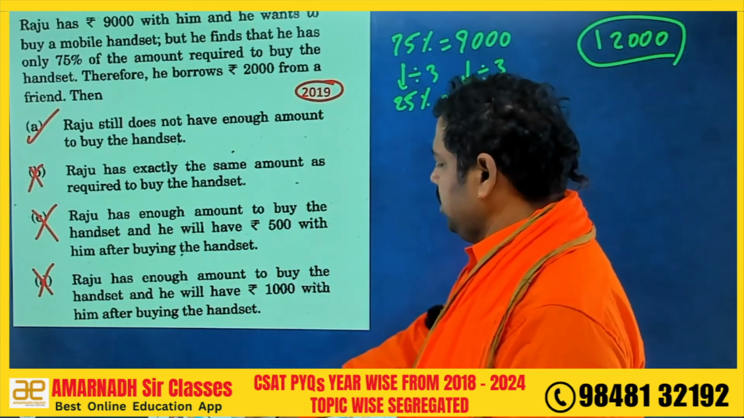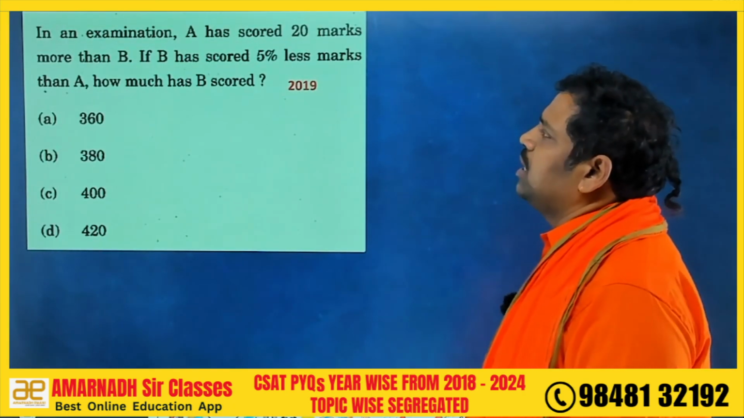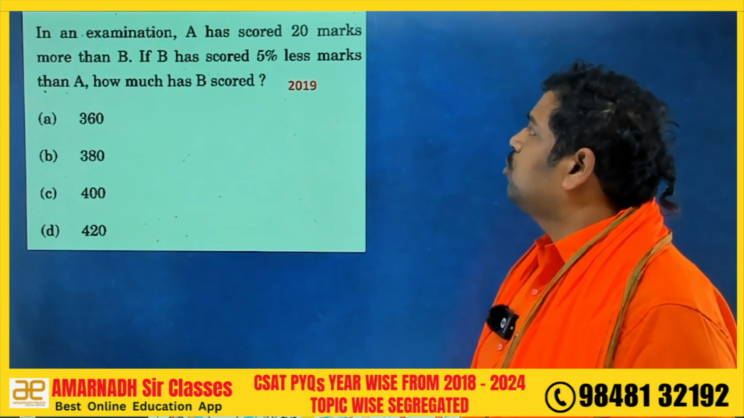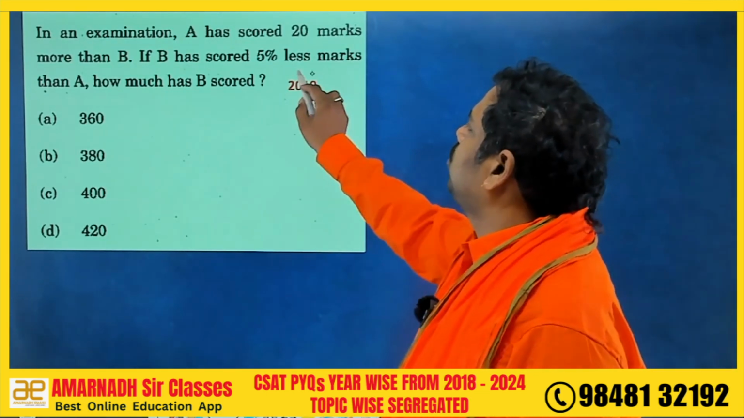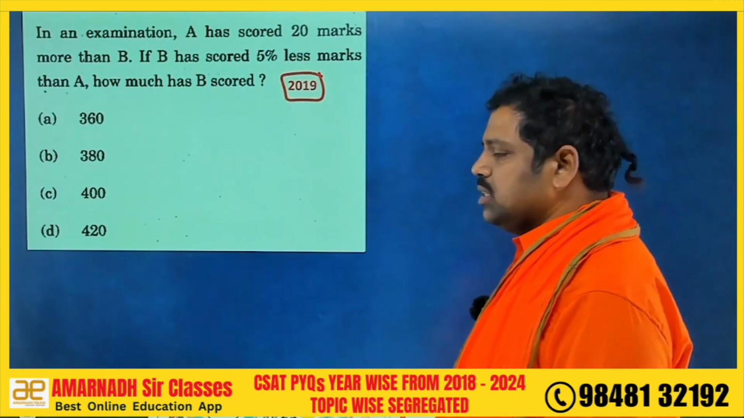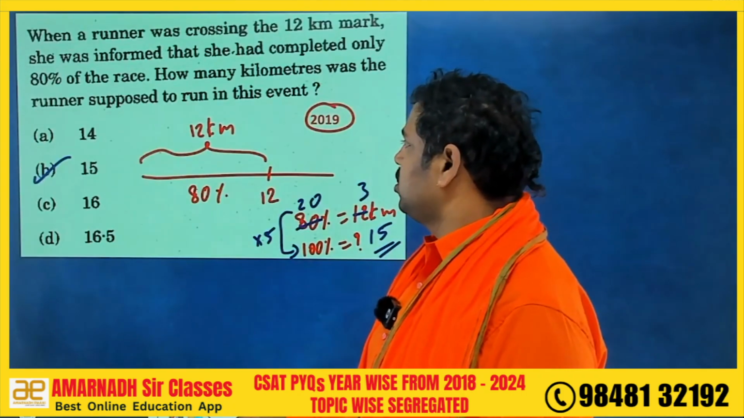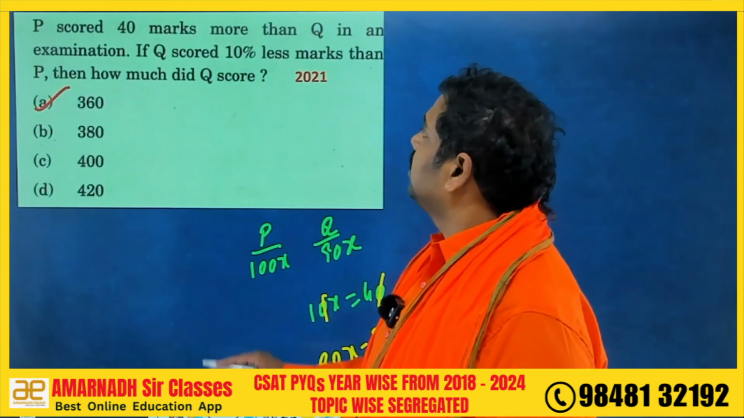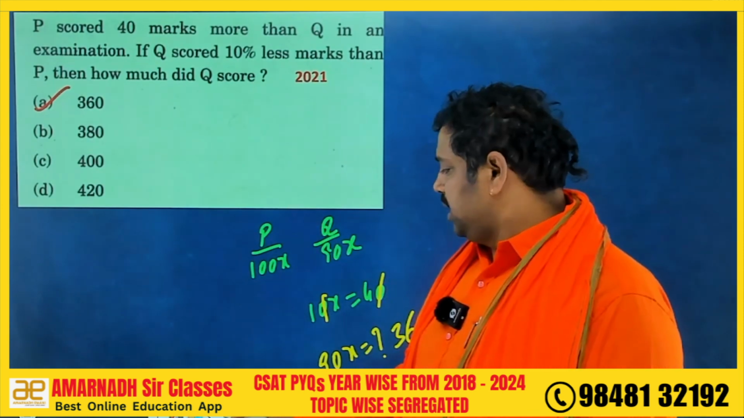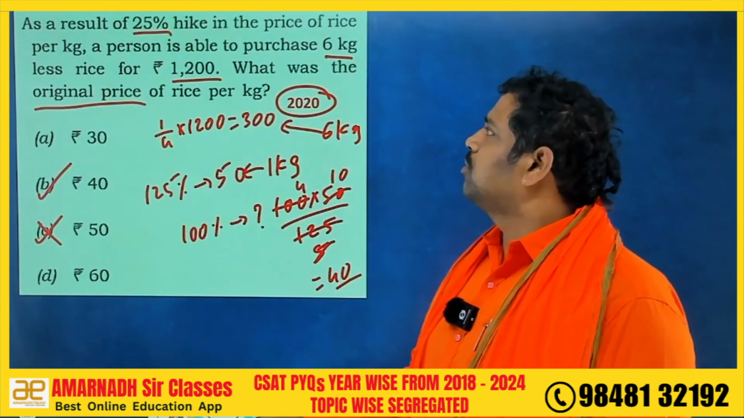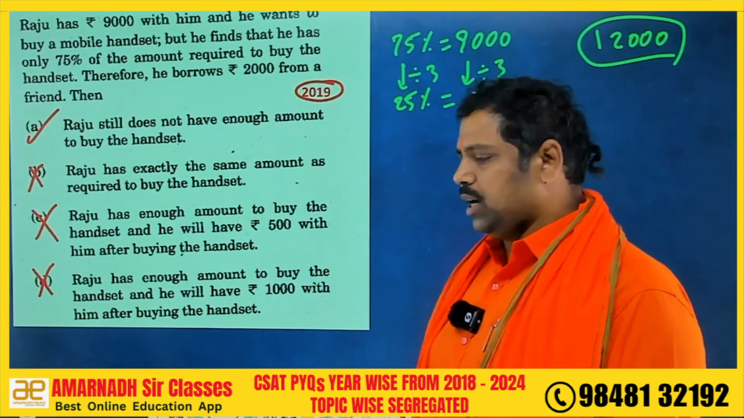Let's see the next beautiful one. In an examination, A has scored 20 marks more than B. If B scored 5% less marks than A, how much has B scored? 2019 question. You observe a similar question we have seen in the previous question. Yeah, this is the question, right? 2021 he gave this question. Okay, before that he gave the same similar question in 2019 also. Okay, right, observe that.